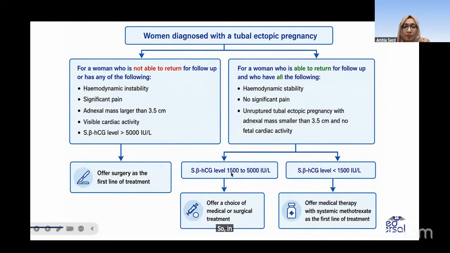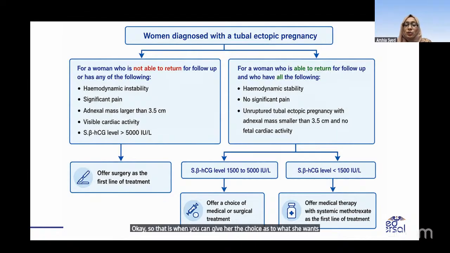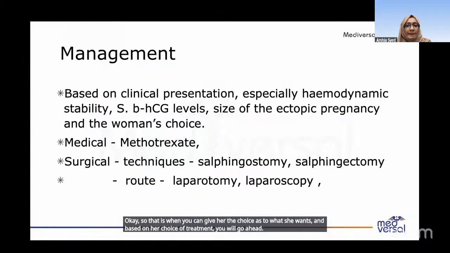So in this case, between 1,500 to 5,000, the chances of medical management failing will be more. So that is when you can give her the choice as to what she wants, and based on her choice of treatment, you will go ahead.